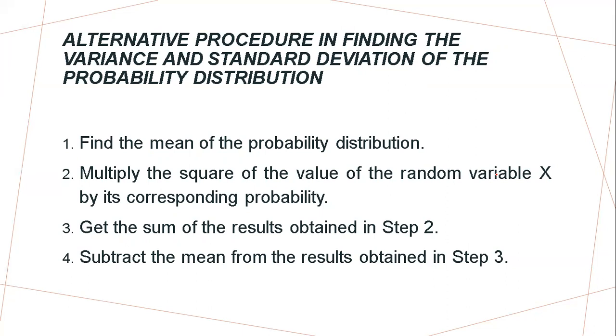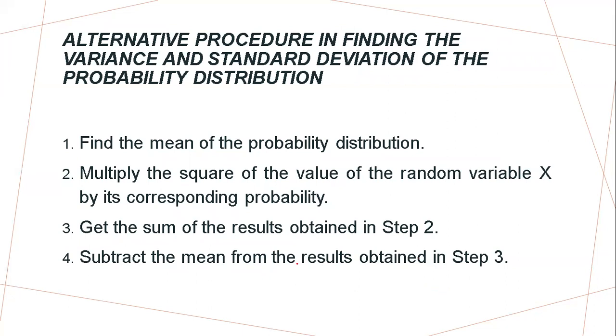First step, guys, we're going to find the mean of the probability distribution. Basically alam na natin yan, kamukha lang din. But ito yung pinagkaiba niya. Step 2: multiply the square of the value of the random variable x by its corresponding probability. Nag-multiply tayo ng square. Step 3: get the sum of the results obtained in step 2. Sum up lang natin yung nakuha natin sa step 2. Step 4: subtract the mean from the result obtained in step 3. Yun yung gagawin.